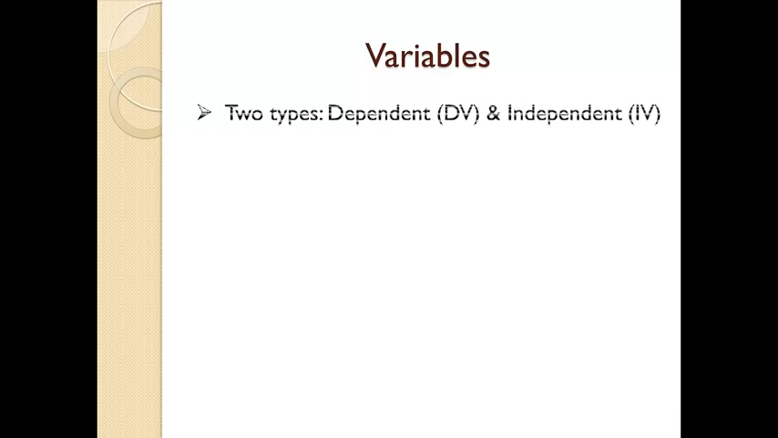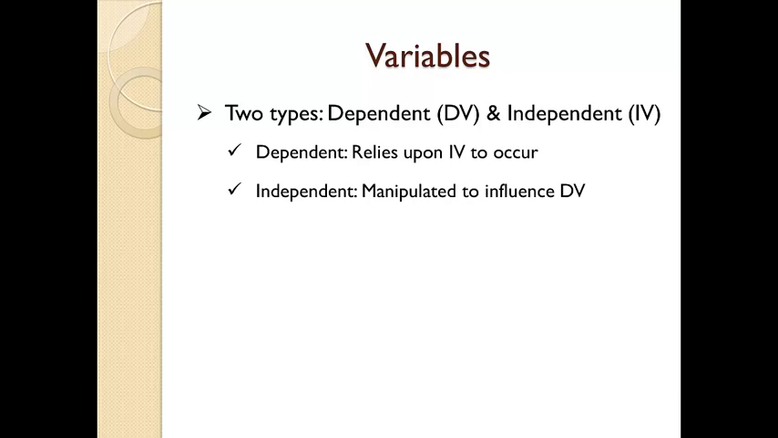There are two types of variables, dependent and independent, also referred to as DV or IV. Okay, so what's the difference? Let's see if I can make this as simple as possible. The dependent variable is what we watch to see if a change is occurring, while the independent variable is the thing we manipulate to influence a change in the dependent variable.